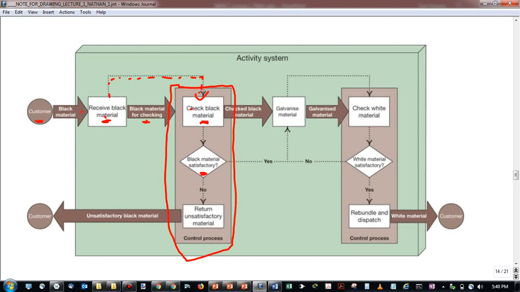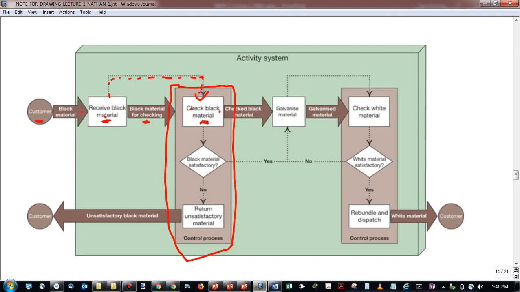Is it satisfactory? If the answer is no, then we return, we have a process for this, and the black material goes back to the customer. Can you see how that follows? So it's fairly simple modeling, and we don't have much detail about the actual process. We just know what kind of happens in this situation.